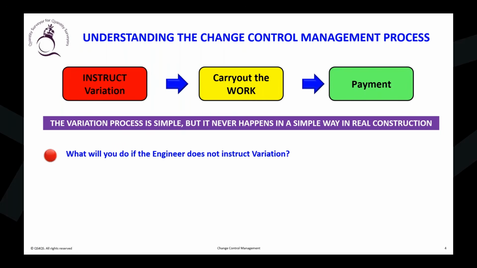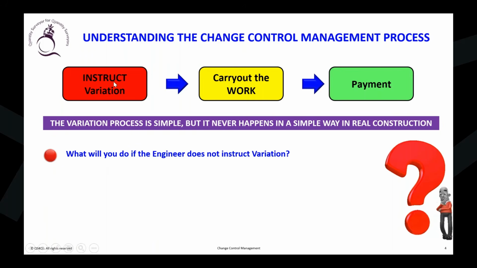Now there are some questions you have to understand and answer. What will you do if the engineer does not instruct a variation? Now you see this one, the red color, instruct the variation. The question also belongs to that particular part. The engineer must instruct the variation, but if the engineer does not instruct the variation, what do you do?